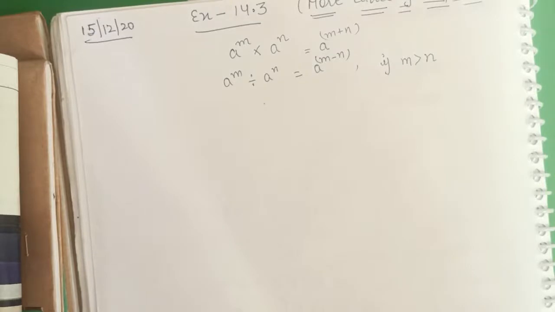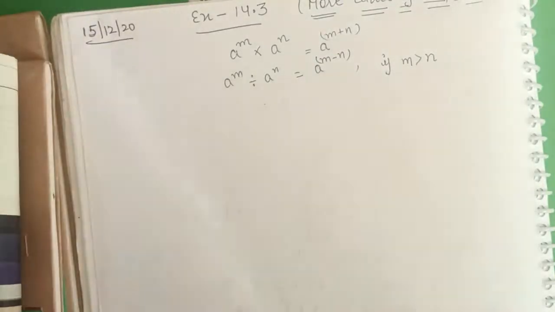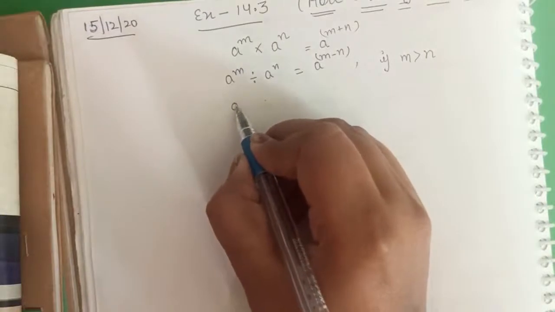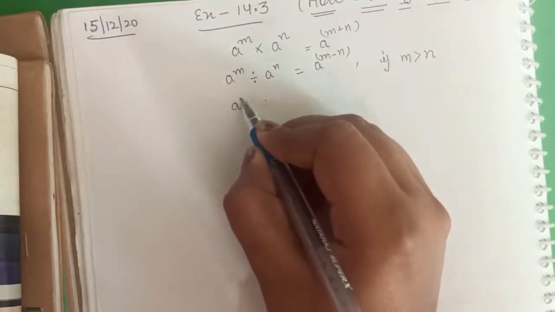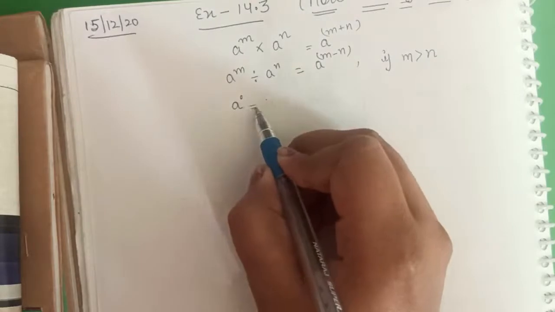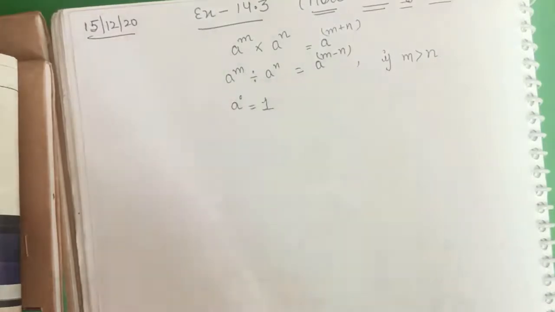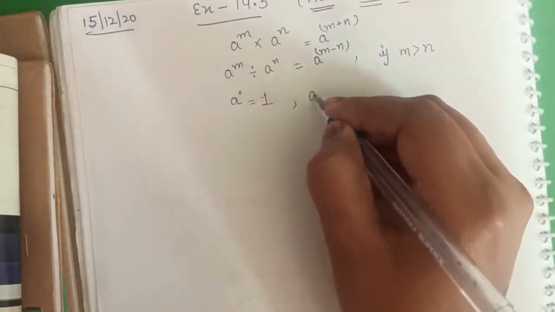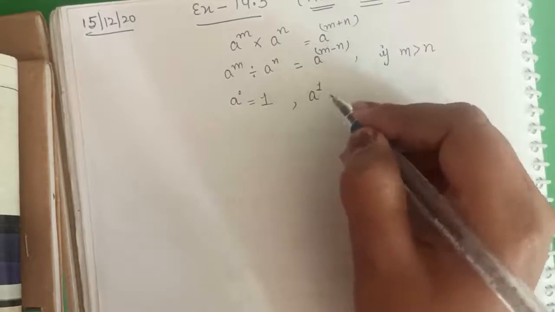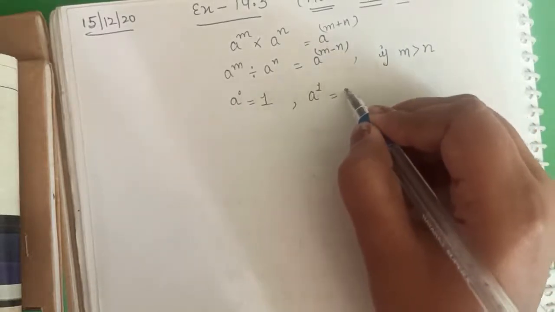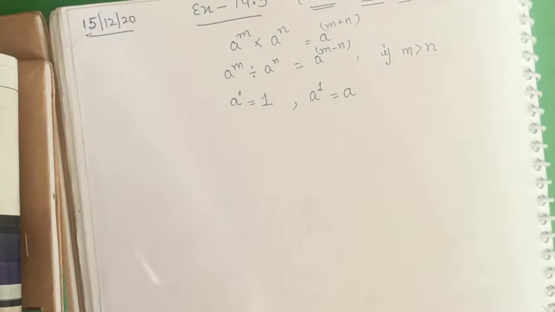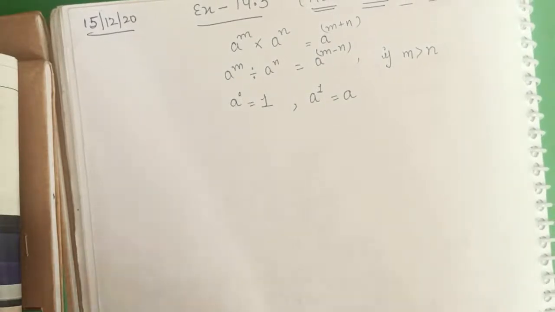After this we have discussed one more, that is, if the power of any number is 0, then it is equal to 1, and if the power of any base is 1, a to the power 1, then it is equal to the number. Clear about this? These laws we have discussed in exercise 14.2. Now come to 14.3, some more laws.